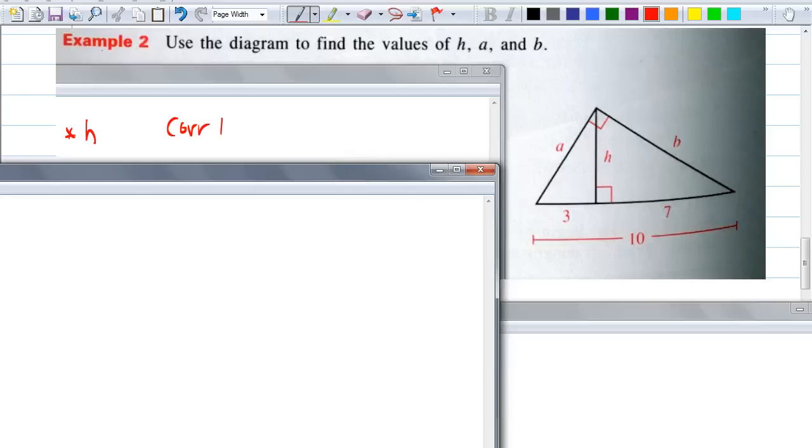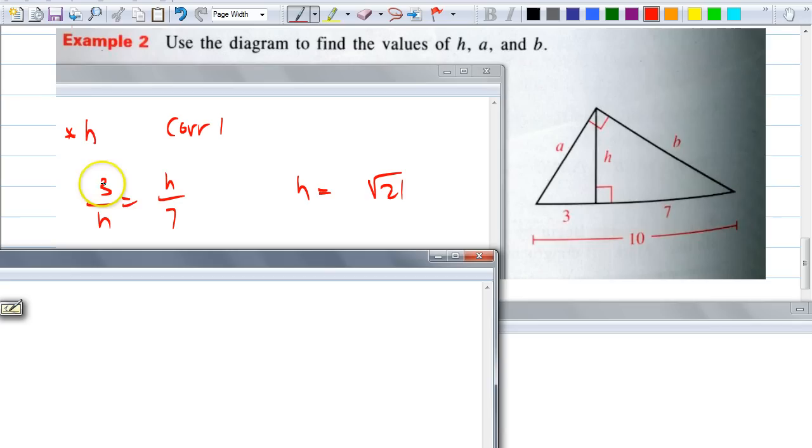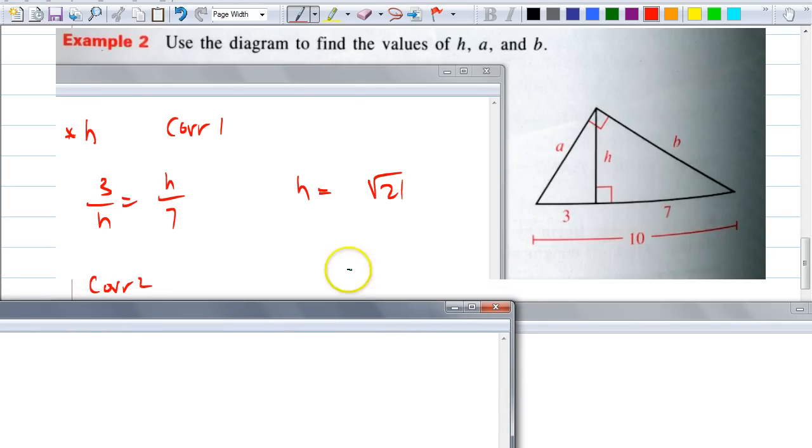Here we go. To get H, I think a lot of you got H without any problem, using the first corollary. We know that H is the geometric mean between 3 and 7. So we just set it up like this: 3 over H equals H over 7. H is equal to square root of 21. Easy? Now, to get A and B, you use corollary 2.